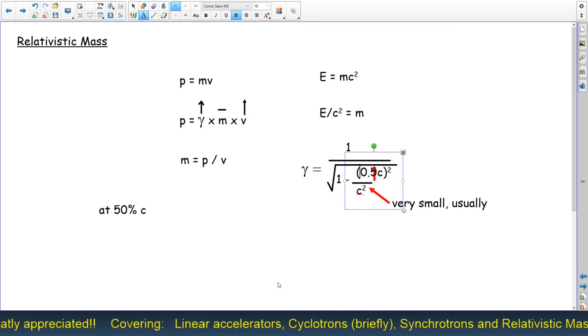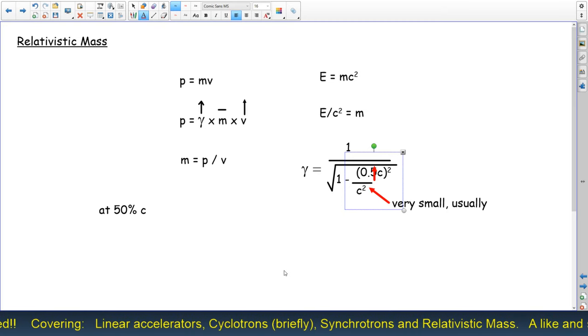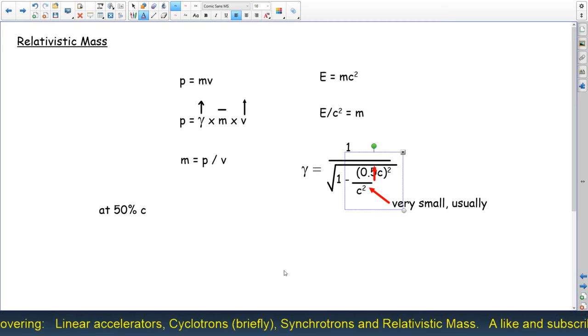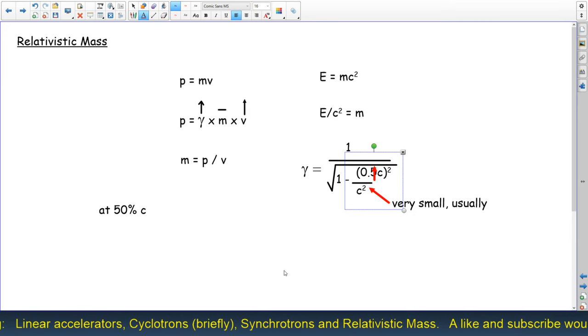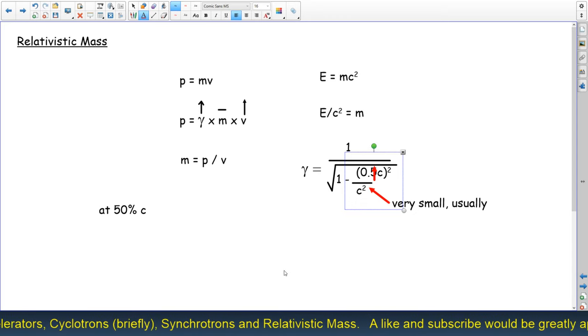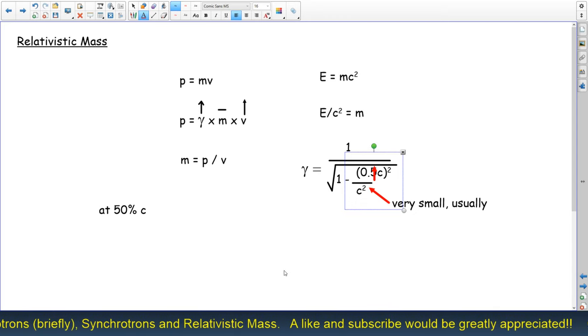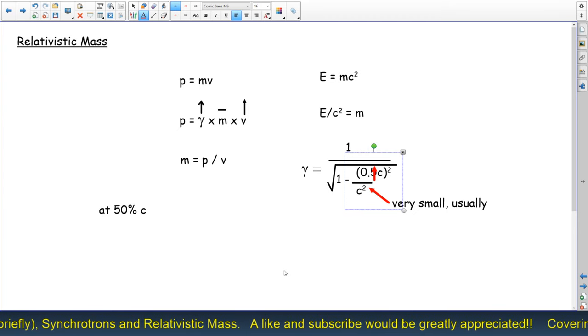So go grab your calculator, and let's actually put this in. I'm going to put it into my calculator. So we're going to have 1 over, then bracket. We want on the top line 0.5 times 3 by 10 to the 8. Close that bracket and square it.